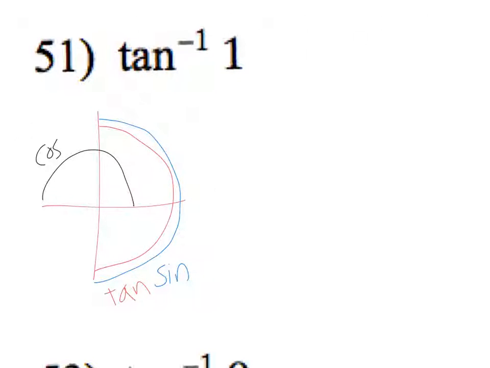So tangent inverse of 1, we're in the first quadrant. The only angle that has a tangent of 1 is going to be 45 or pi over 4, depending on if I'm in radians or degrees. If you are on a calculator, you've got to be really careful about the radians or degrees thing, and you've got to make sure that you're converting this back to pi's from whatever decimals you're looking at.